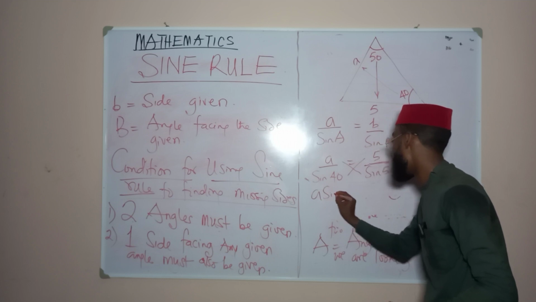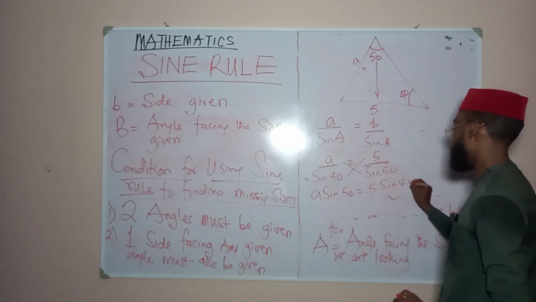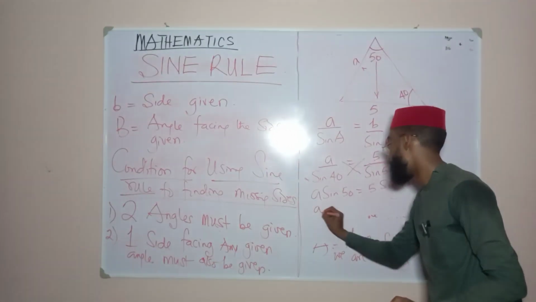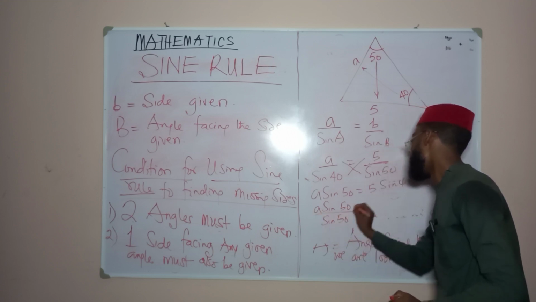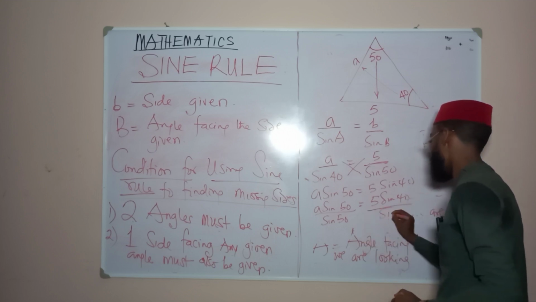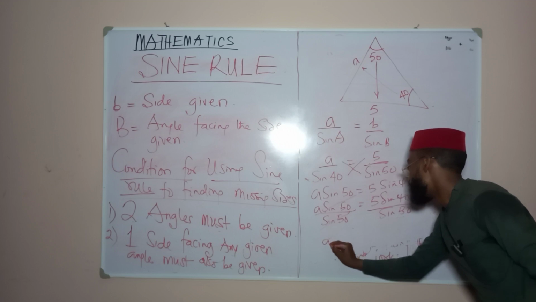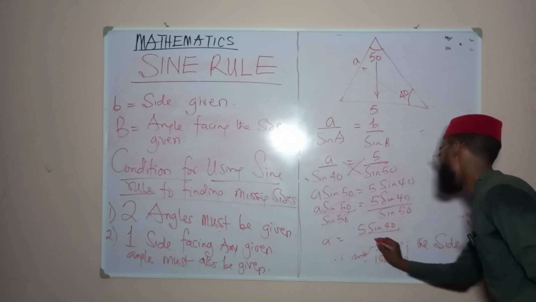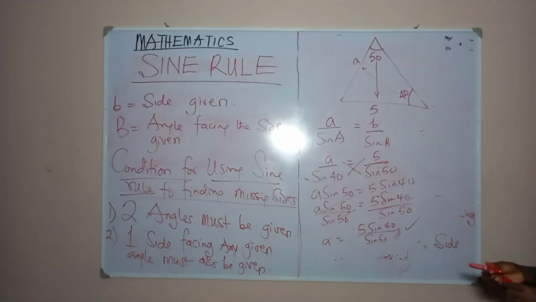So I'm going to have a sine 50 is equal to 5 sine 40. To find your a, you divide both sides by this sine 50, so I'm going to have a sine 50 over sine 50 is equal to 5 sine 40 over sine 50. This will cancel this, and your a is going to be 5 sine 40 over sine 50. For those who have a calculator, you can press that and you also get your answer.